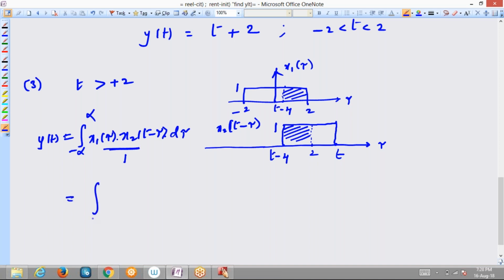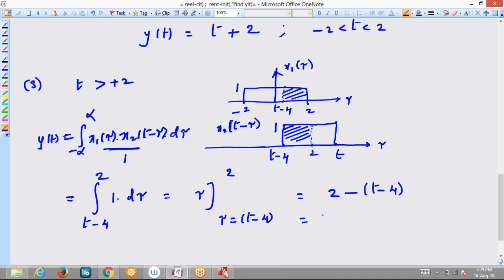So the given limits are t minus 4 to the upper limit 2, and this will be 1 d tau, that is tau with tau ranging from t minus 4 to 2. That is equal to, after substitution of the limits, 2 minus (t minus 4), which is equal to 6 minus t whenever t is greater than 2.